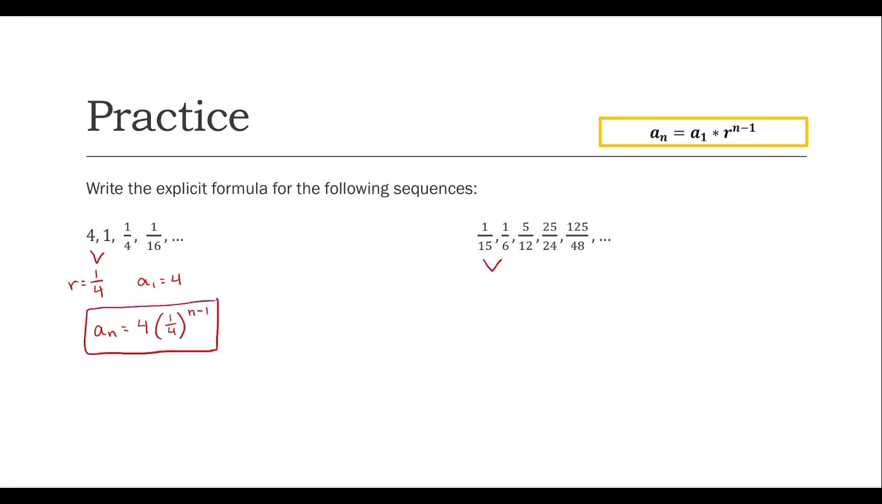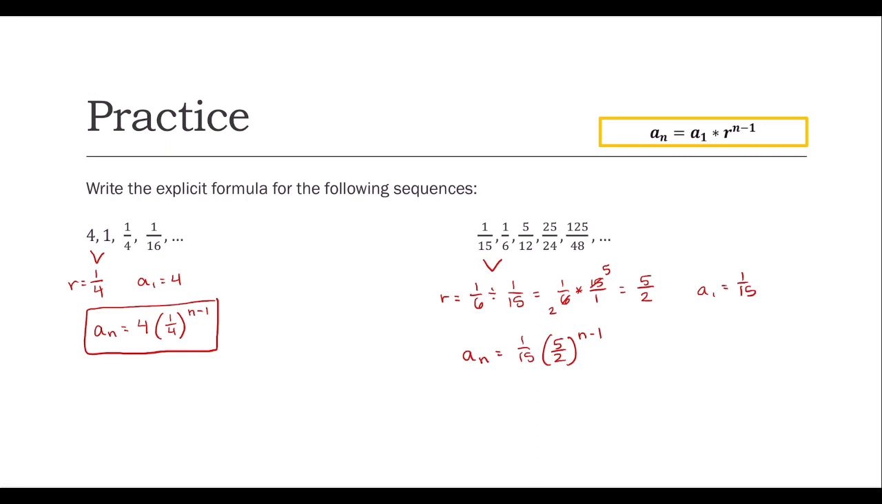For the second one, we have 1/6 divided by 1/15, which is 1/6 times 15/1, which becomes 5/2. That is our rate, and our first term is 1/15. So we have a sub n equals 1/15 times 5/2 to the n minus 1.